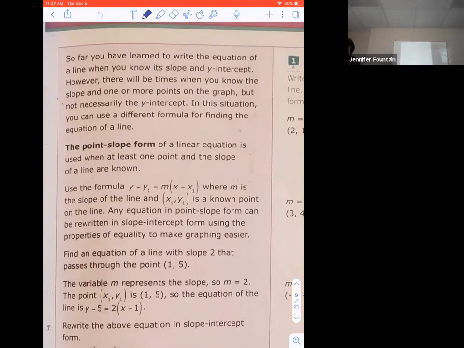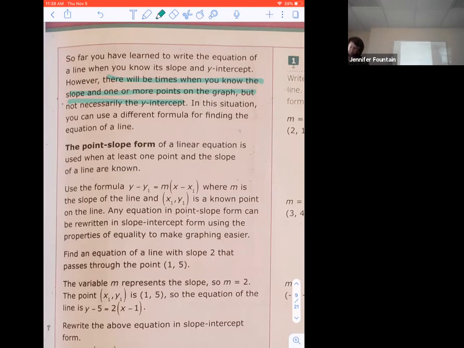So it says, so far you have learned to write the equation of a line when you know its slope and its y-intercept. However, there will be times when you know the slope and one or more points on the graph, but not the y-intercept. And this is where the point-slope form comes in. Times when you know the slope and one or more points, but not the y-intercept. So remember, to graph a moment ago, we had to have the y-intercept first. Then we used the slope to graph it. If I only have a point on the line and I don't know the slope, I've got a different formula that I can use, okay?